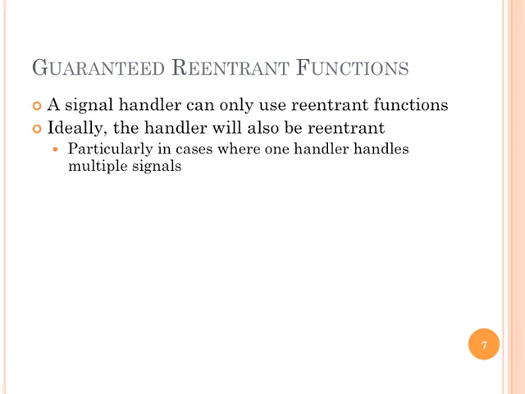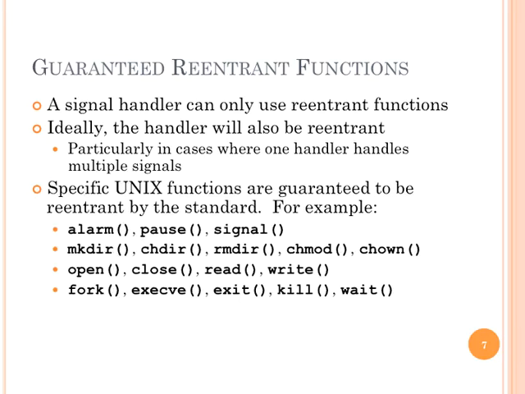There are some functions that are guaranteed reentrant. Basically, if a function calls something that's not reentrant, or it does something that's not reentrant, it is not reentrant. So reentrancy or non-reentrancy is contagious, if you will. So like I say, the signal handler should be reentrant, just in case you have a handler that handles multiple signals, and it should only call reentrant functions. So these ones are guaranteed to be reentrant.